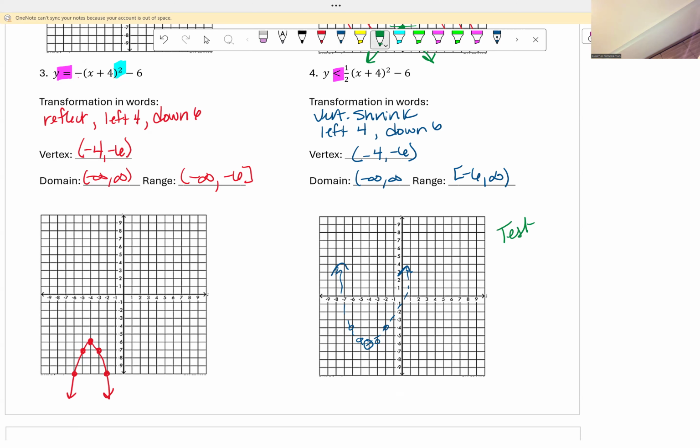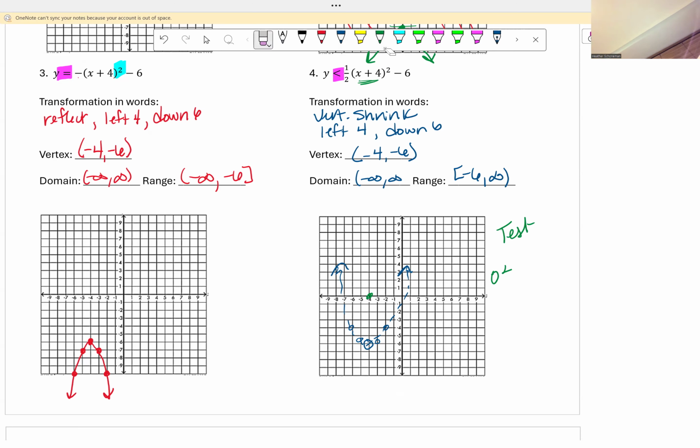Now 0, 0 is a little iffy. It's iffy because I'm not quite sure exactly where it lands. So I'm going to pick something that I know for sure. I like this point right here. And I purposely pick -4 because when I plug it in, I'm going to get a 0. And those are always easier to work with.